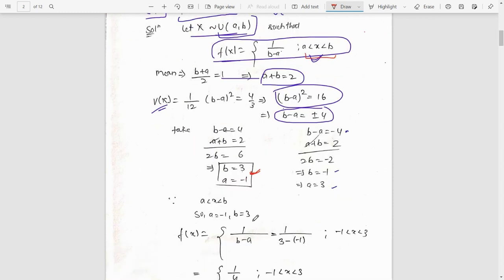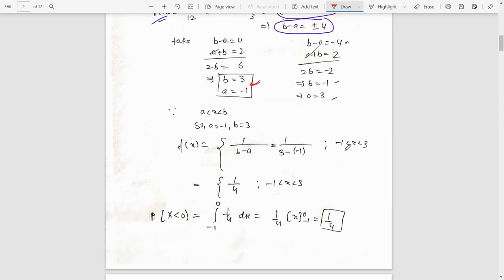So we know that this is going to be a continuous uniform distribution, and the format is 1 by b minus a. We put b, which is 3, and minus a, which is minus minus 1, so it is equal to 1 by 4. So this is the continuous uniform distribution that we needed to find. Now, probability of x less than 0, what is it? Minus infinity to 0.